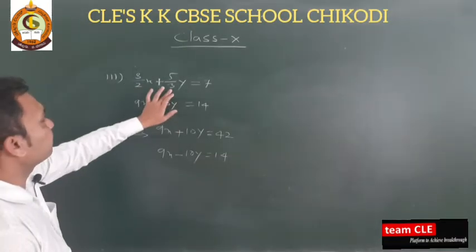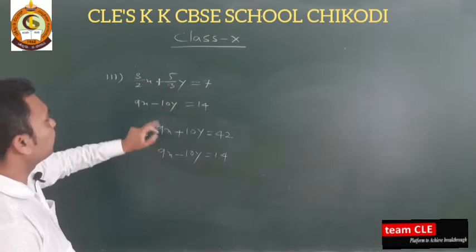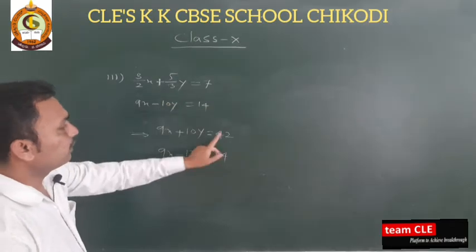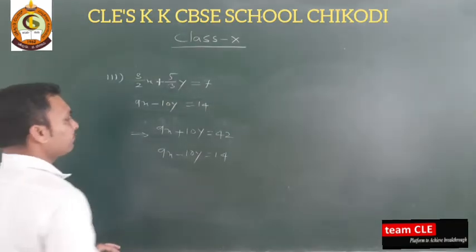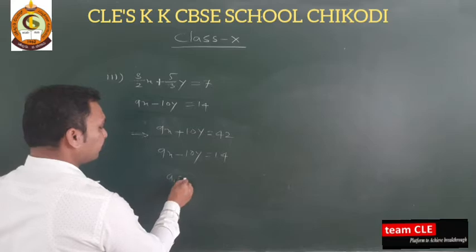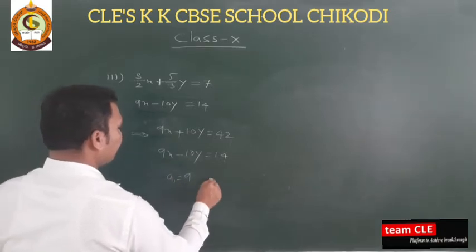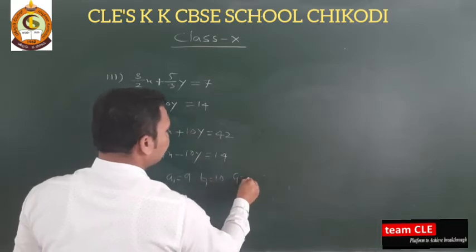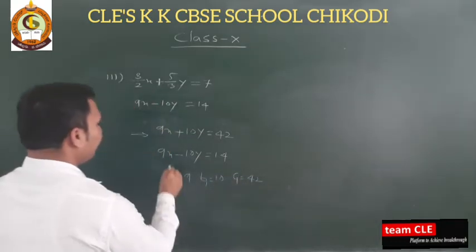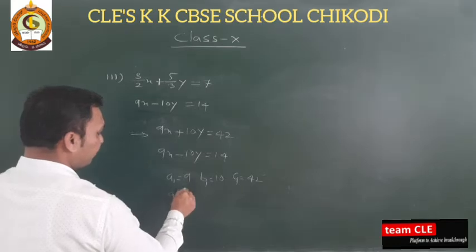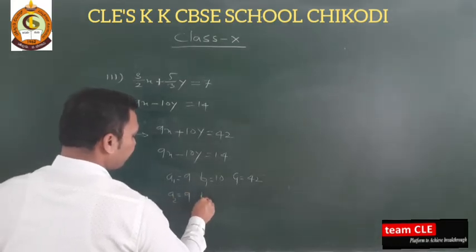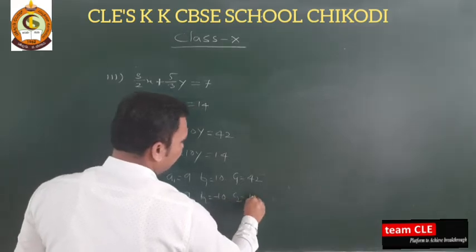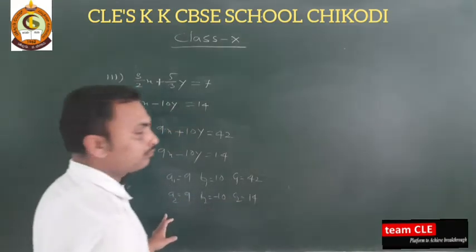So the cross multiplication: 3 into 3 will get here 9x, 2 into 5 will get 10y. Now 2 into 3 is 6, 6 into 7 will get 42. Next, here we can say A1 we have 9, B1 we have 10, C1 we have 42. Again similarly we have A2 is equal to 9, B2 is equal to minus 10, C2 is equal to 14.